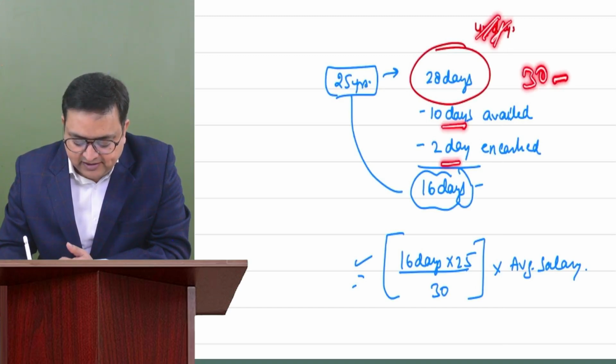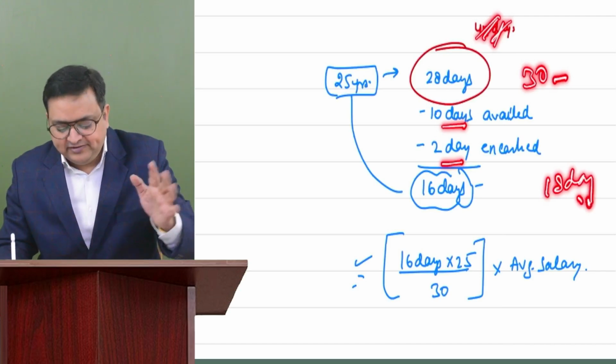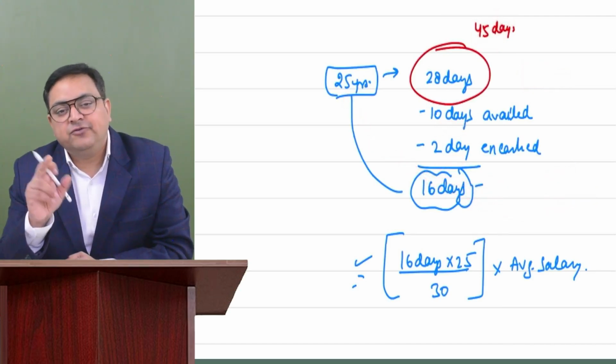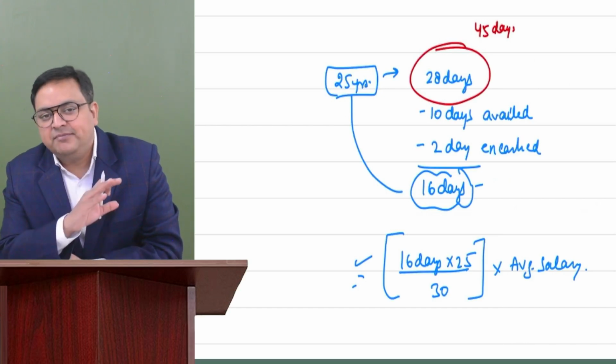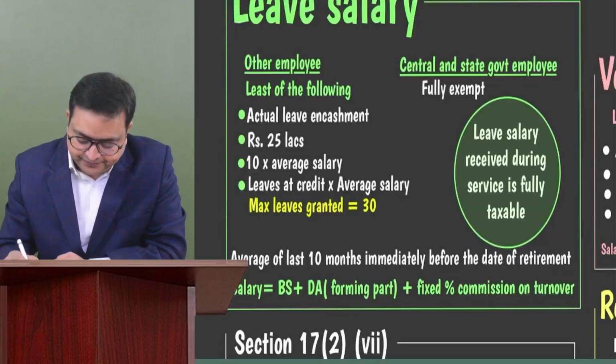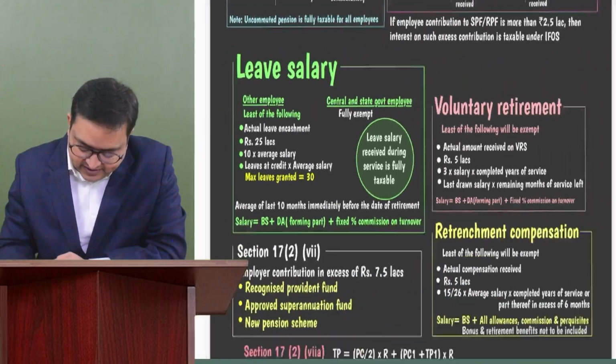30 minus 10 minus 2, let's say 18 days leaves we are getting every year, into, for example, if we have worked for 25 years, into 25. If we have worked for 25 years plus some months, the months shall be ignored. Only the complete years should be taken. Got it? So this is leave salary.